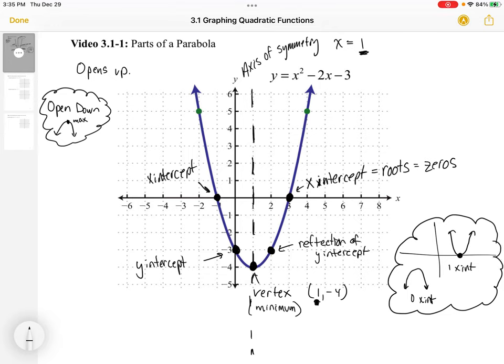So that is the anatomy of a parabola, and we're going to look at how to use the anatomy of the parabola to help us graph parabolas, and we're going to use a little algebra to help us find some of these parts of a parabola in future videos.